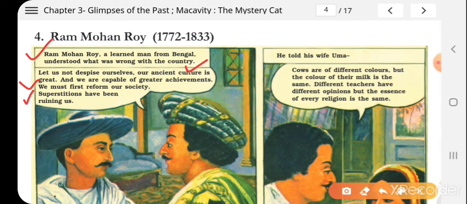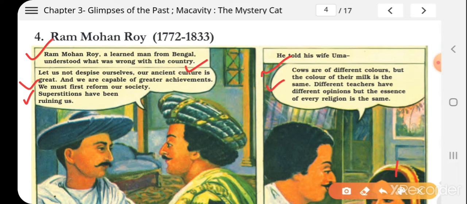Superstitions have been ruining us, कि जो सुपरस्टिशन है वो वही हमारी लाइफ को ख़राब कर रहे हैं, मतलब कि सब कुछ वही ख़राब कर रहे हैं. So once he told his wife, Uma was the name of his wife. Just pay attention students, this is a very very good thing. He said once that cows are of different colors but the color of the milk is the same. See, the deep thing is there, okay?